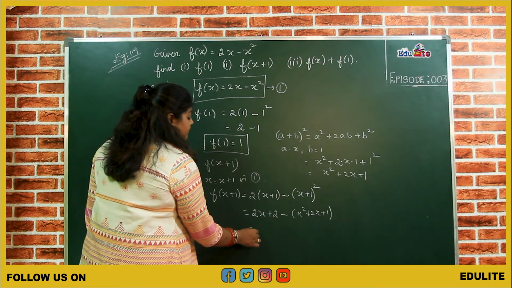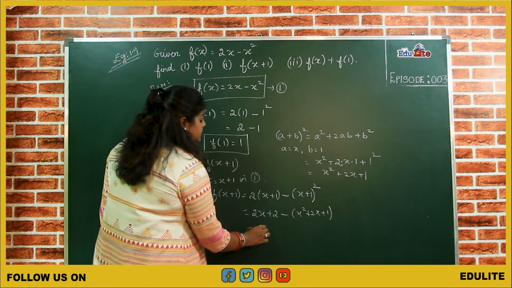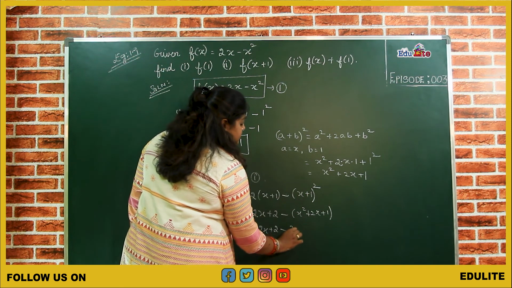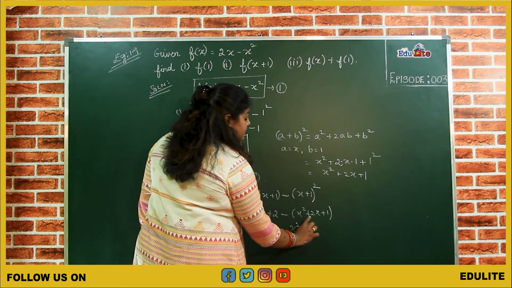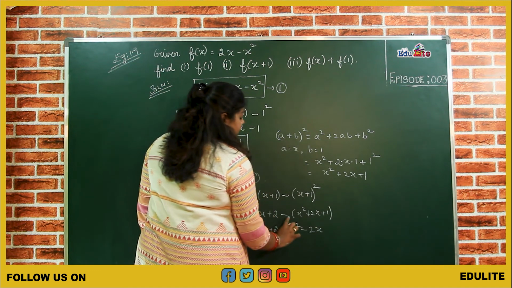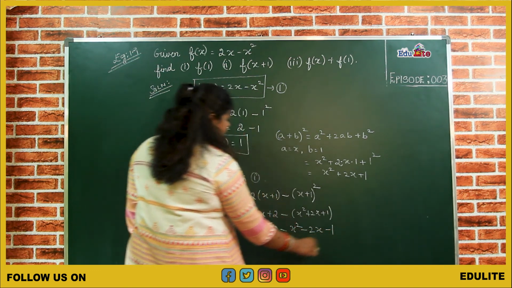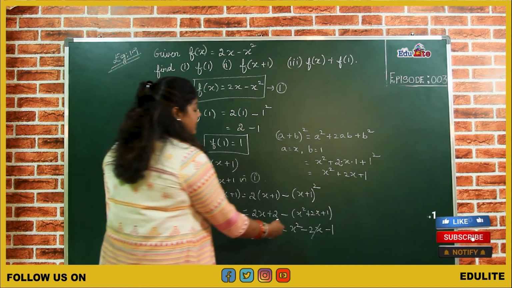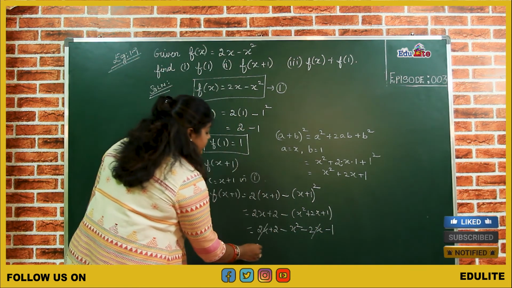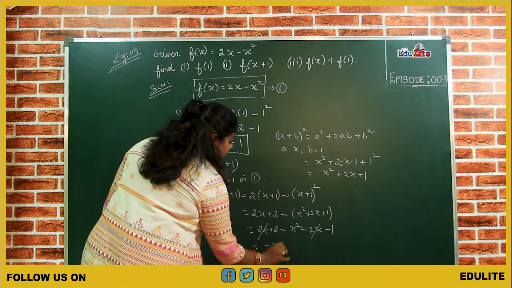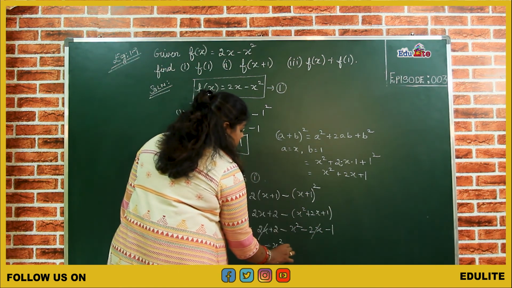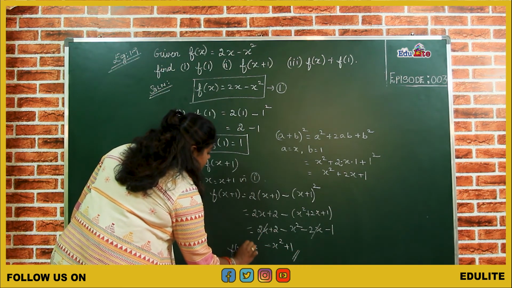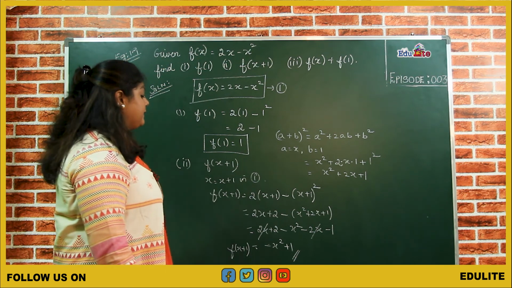In the next step, we have to remove the brackets. So, 2x plus 2, minus into x square is minus x square, minus into plus will become minus 2x, minus into plus will become minus 1. In the next step, plus 2x and minus 2x will get cancelled. Writing this in order, it will give us minus x square plus 2 minus 1, which becomes plus 1. So, f of x plus 1 is equal to minus x square plus 1.